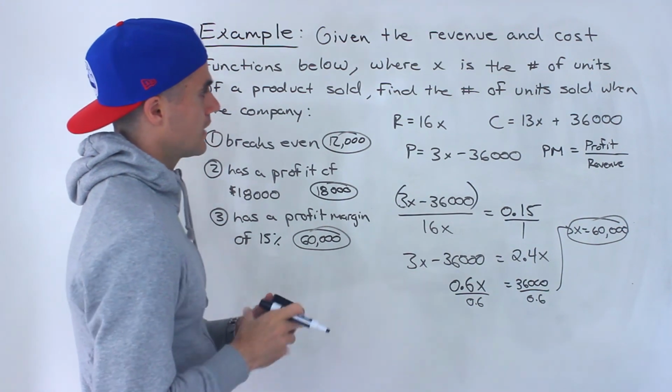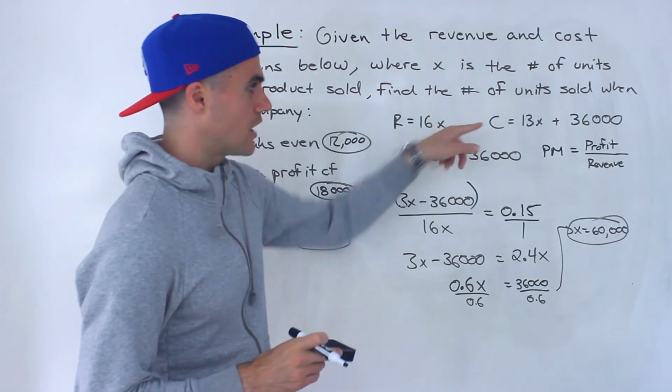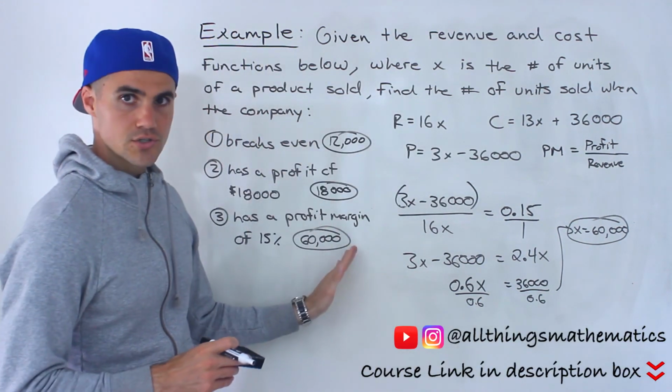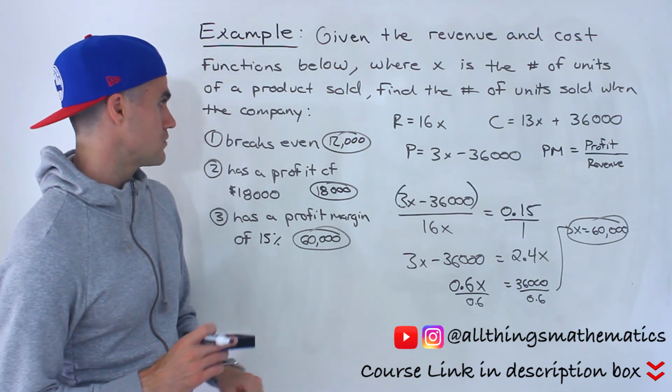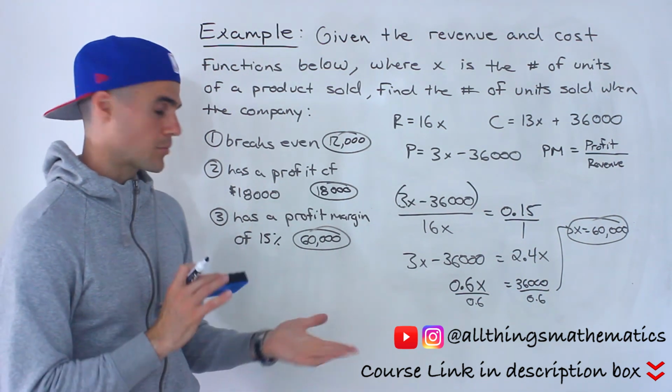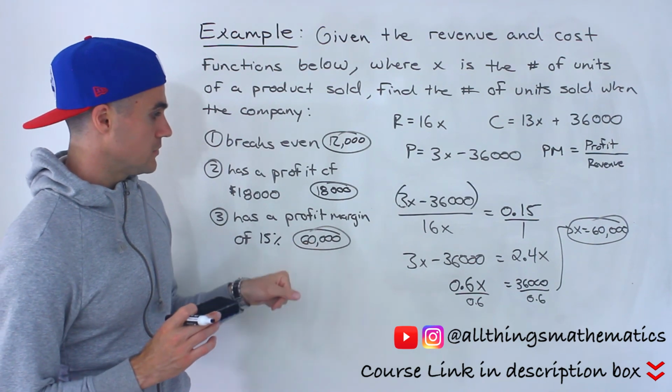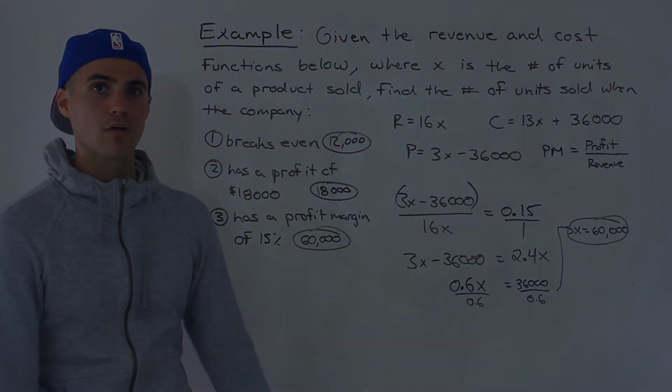All right, so with this kind of question, if they give you a revenue and cost function, there are different kinds of questions they can ask. They can ask when it breaks even, or they'll give you a specific profit, or sometimes it'll be a little bit more complex and they'll give you a profit margin.